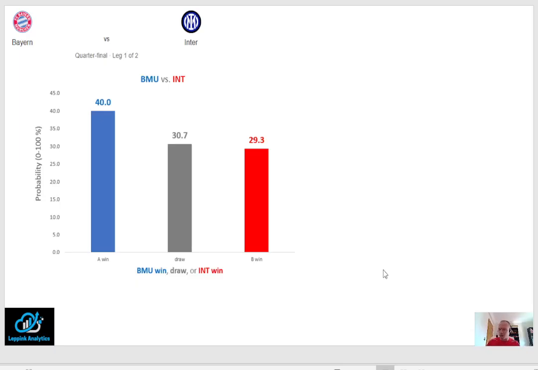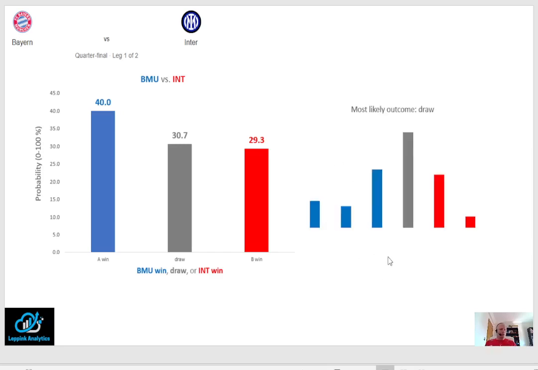You would say there is about a 40% chance of a Bayern Munich win and a 29.3% chance of an Inter Milan win. And when we break it down in terms of specific differences in number of goals for each team, the gray bar meaning a draw, so 0 goal difference, and then here to the left, 1, 2, 3 goals of difference in favor of Bayern, and to the right, 1 or 2 goals difference in favor of Inter.